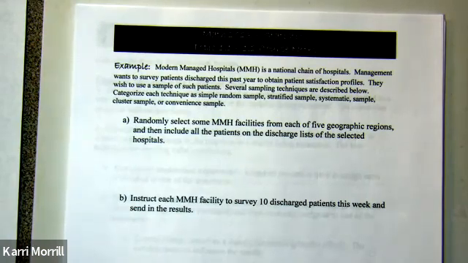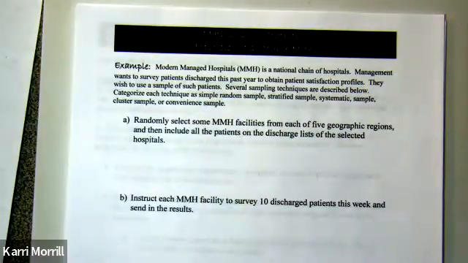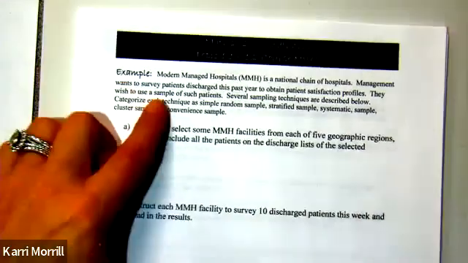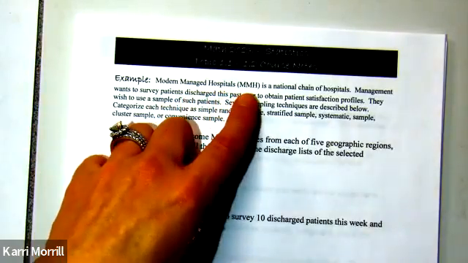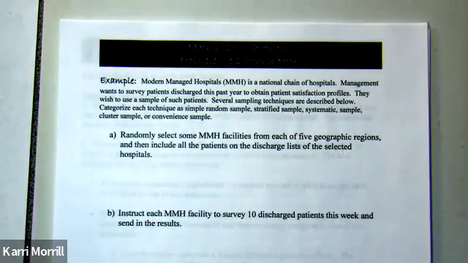Kind of went straight into you working with a random number table after we learned about the different sampling techniques. And so we're going to go over an example here to be able to identify that maybe from this example. Modern Managed Hospitals, MMH, is a national chain of hospitals. Management wants to survey patients discharged this past year to obtain patient satisfaction profiles. They wish to use a sample of such patients. Several sampling techniques are described below.